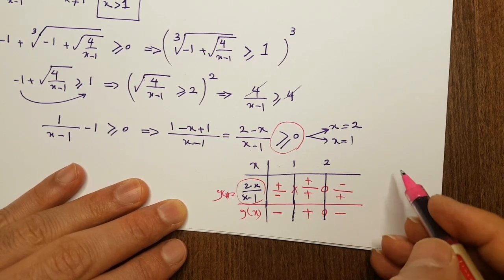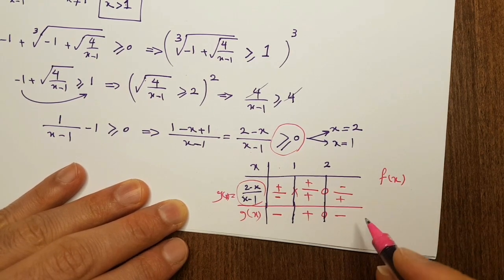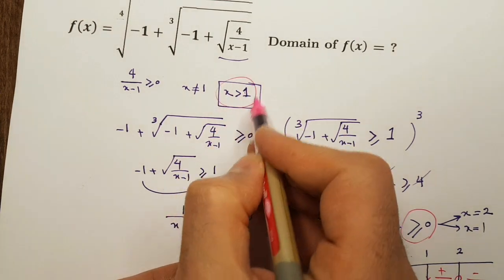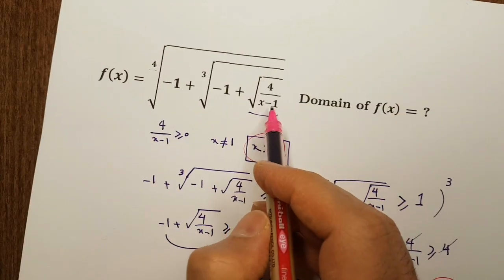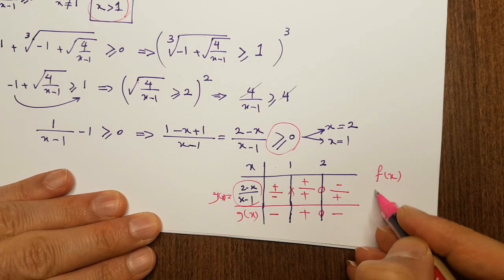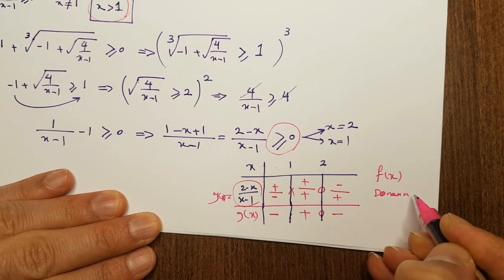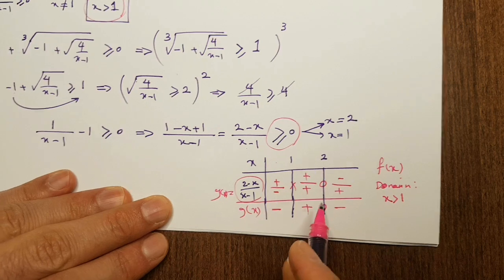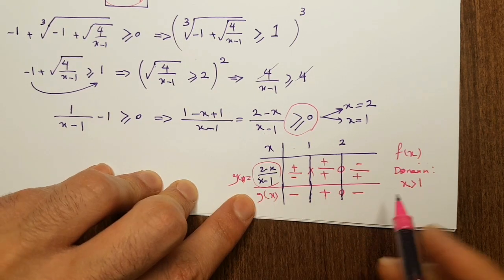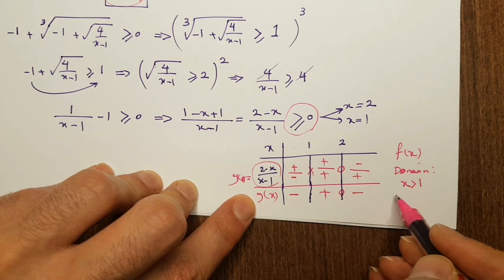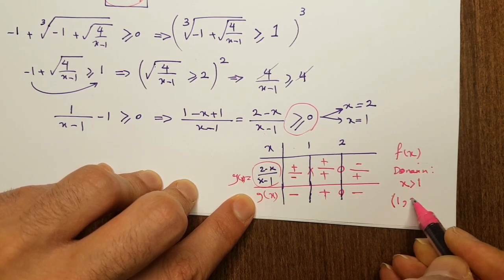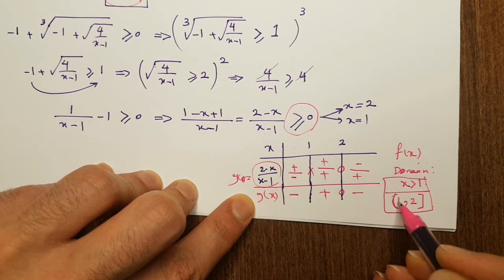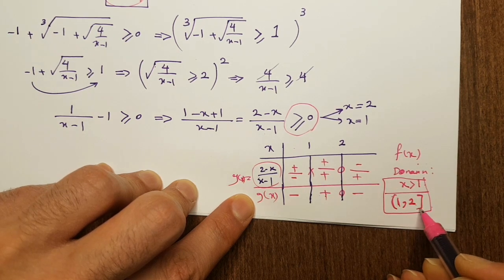So the domain of f(x) will be the intersection of x more than 1, because this is the domain of the square root, and from here, this is where g(x) is positive or 0. It's going to be 1 excluding 1, and 2 including 2. So the intersection of these two will be the range of 1 to 2, including 2.